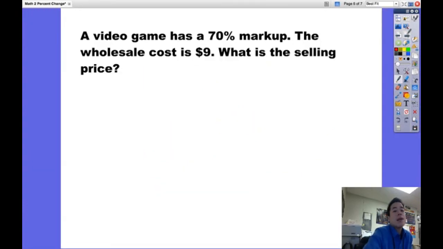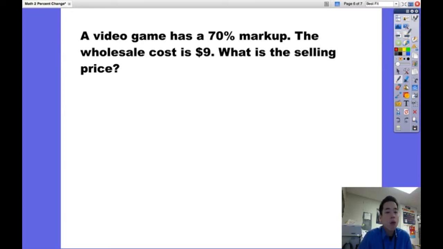A video game has a 70% markup. The wholesale cost is $9. What is the selling price? So this is a very common percent change problem, when you have a product, and I don't know if you've heard the phrase like you get it at wholesale. Wholesale just means that you get it at the price before they jack it up for profit.